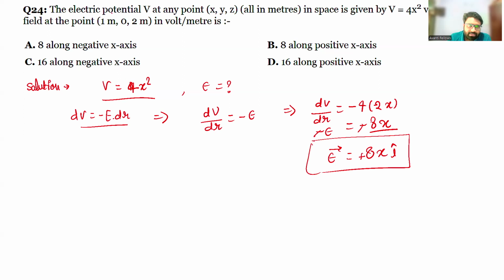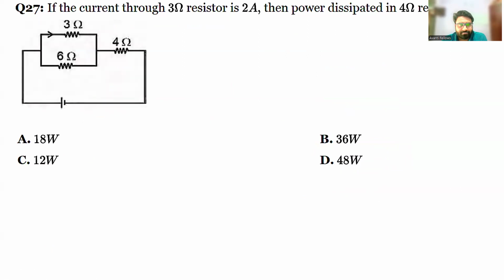So at this point, only the x coordinate you can put in this expression, because there is no y coordinate and there is no z coordinate in this expression. So E at (1, 0, 2) will become 8 i, and this is plus 8, which means the electric field will be 8 volt per meter in the direction of the positive x-axis. So option B is the correct one, 8 along positive x-axis. I hope you got it. Now move to the next one.